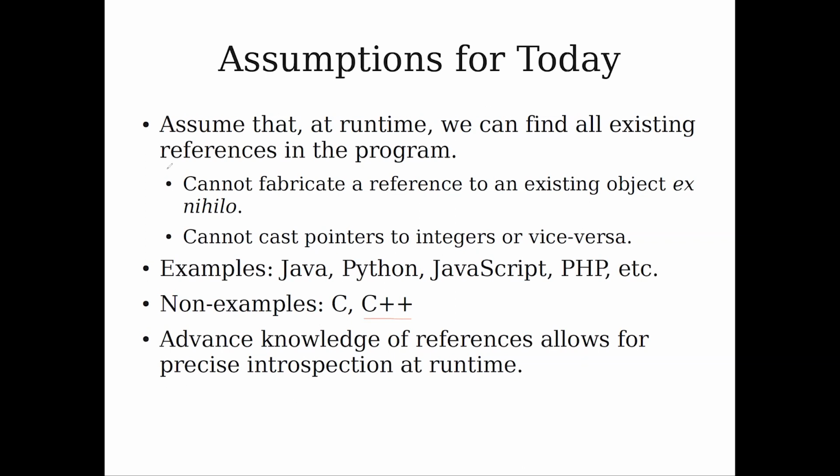If you know all the references, then it allows you to introspect, basically look at the structure of your program as well as memory easily. So, two assumptions: you cannot fabricate a reference to an existing object from nothing. It has to be there in the program itself, explicitly. And secondly, you cannot cast pointers to integers or vice versa. You should remember these. C and C++ are languages which violate these assumptions.